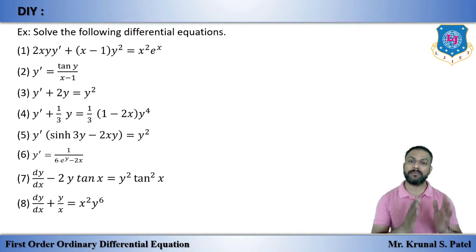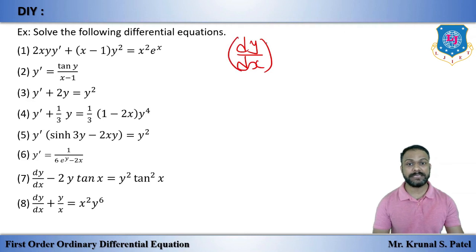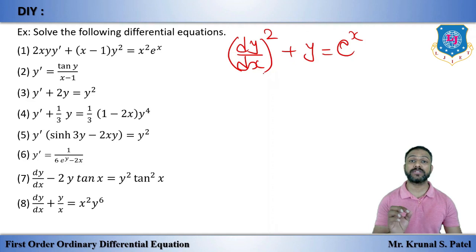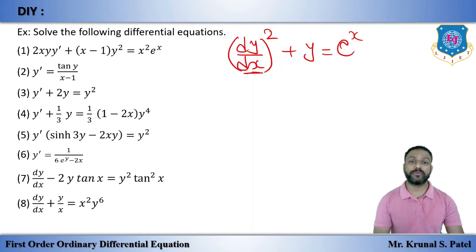Now we have one last lecture in which we have differential equations of order 1 but degree higher than 1. That means the term dy by dx is there, but its power is more than 1, that means 2 or 3 or 4. This kind of equation is called first order but higher degree. So the next lecture is on first order and higher degree, which is the last lecture of this chapter.